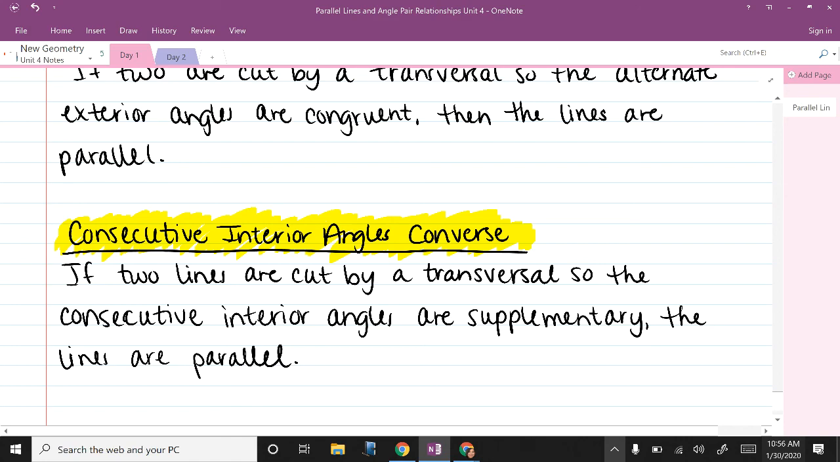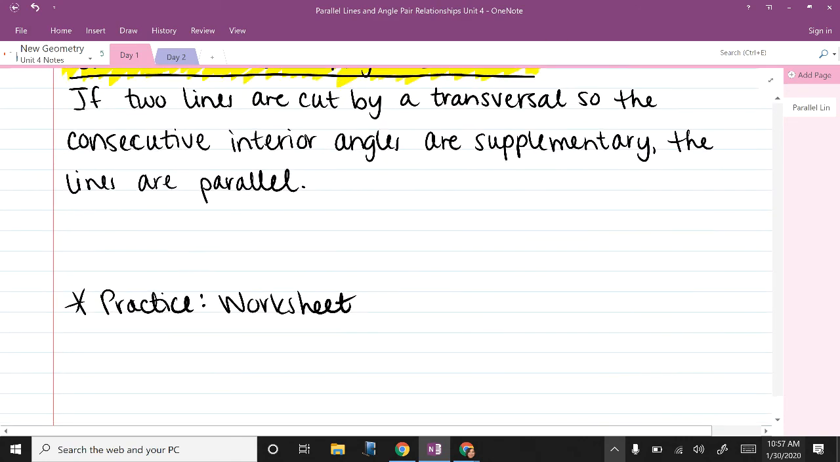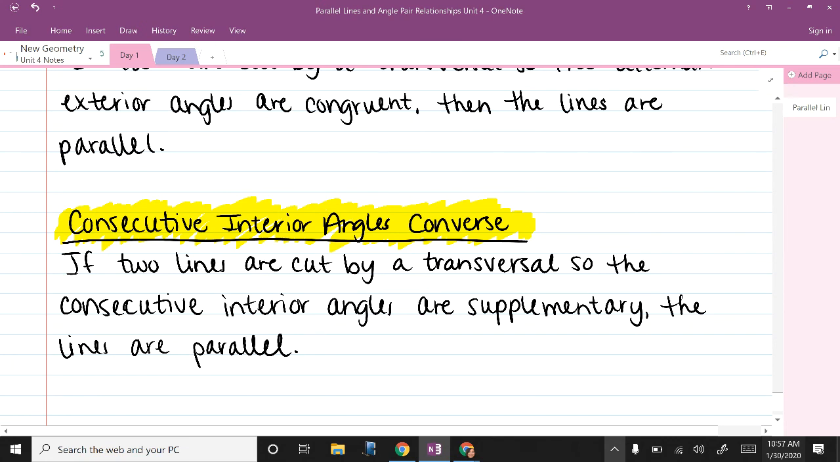Got it? All right. That is the end of notes for today. We're about to have a worksheet for practice. Have a good day.